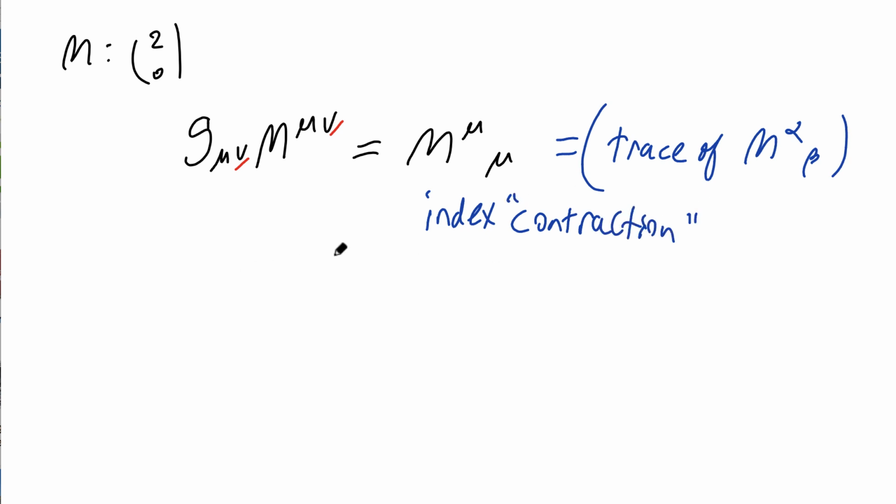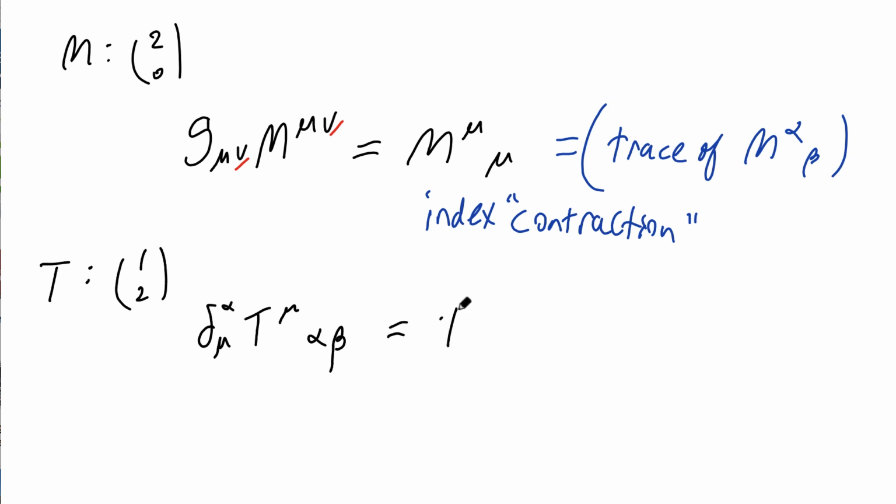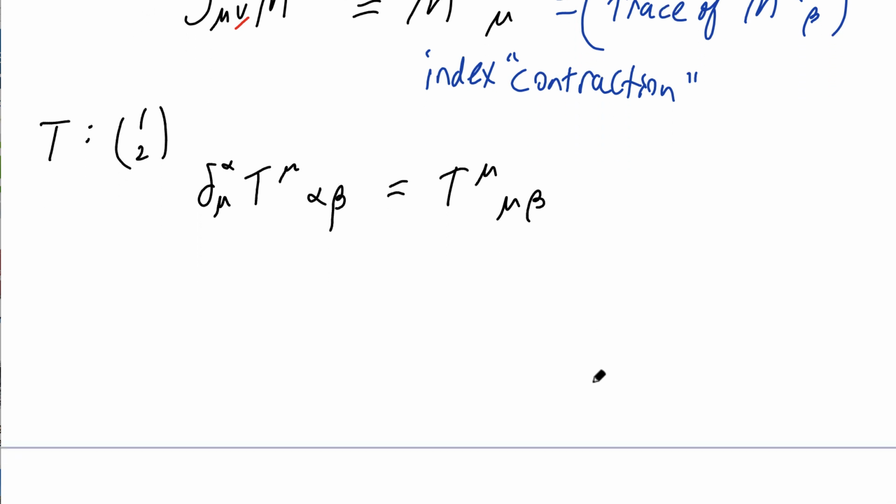For another example of index contraction, let's take our type 1,2 tensor T and let's contract on the upper and the first lower index. And we do that using the Kronecker delta, delta mu alpha. So this is equal to T mu mu beta, and there's contraction on these two indices. I'd like to spend a little bit of time now putting all of these ideas together and examining a tensor equation.